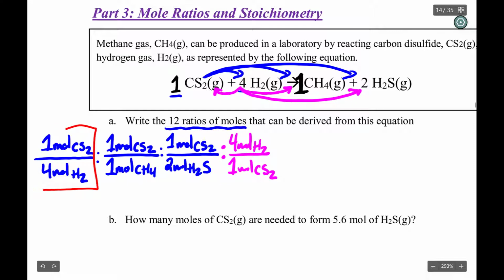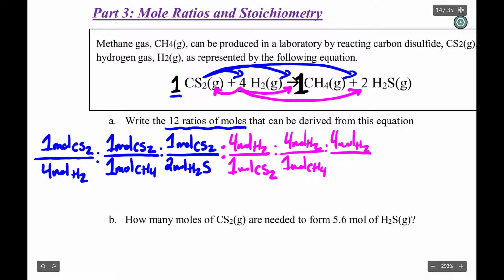So there are all of these different comparisons we have to do. So let's keep going. So I have 4 moles of H2 would produce 1 mole of CH4. I would also have 4 moles of H2 would produce 2 moles of H2S.